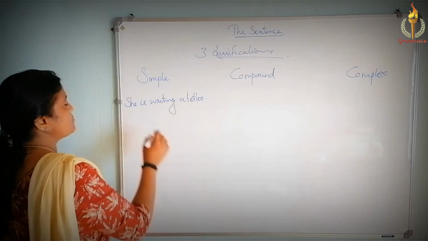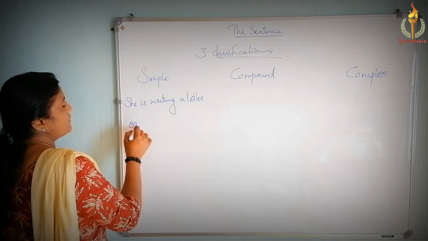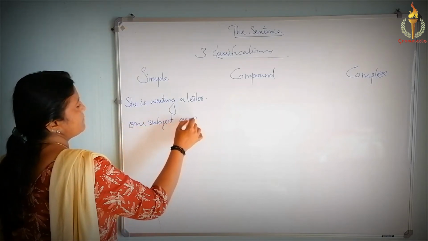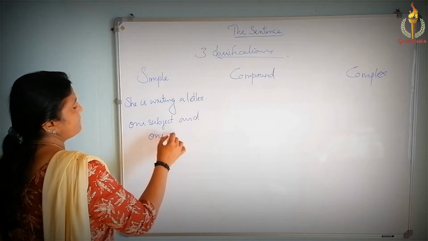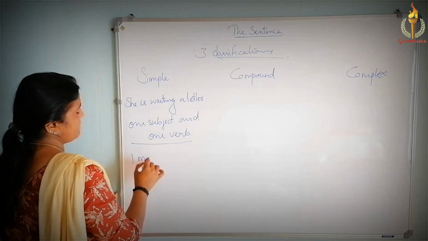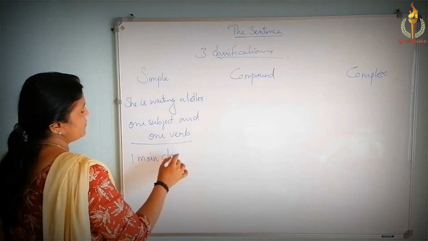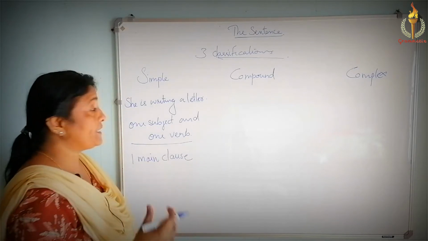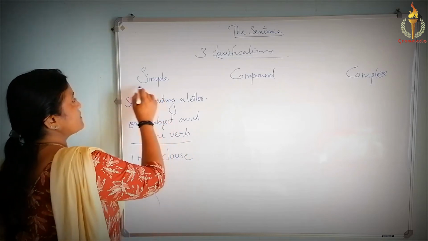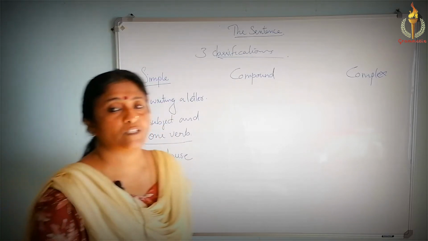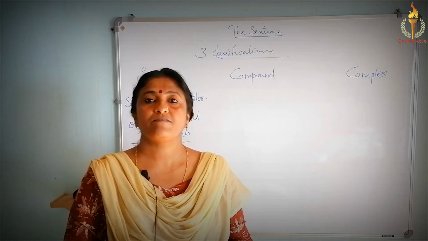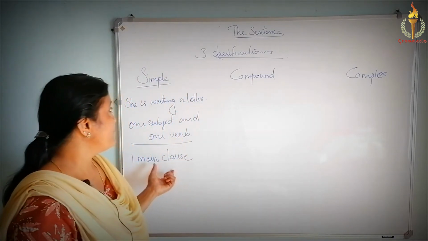So simple sentence means what? It has one subject and one verb, together one main clause. So one main clause that gives complete sense. It has one subject and one verb. That is a simple sentence. That's how you identify a simple sentence. One subject and one verb, and it is a main clause and it gives a complete sense. That is a simple sentence.